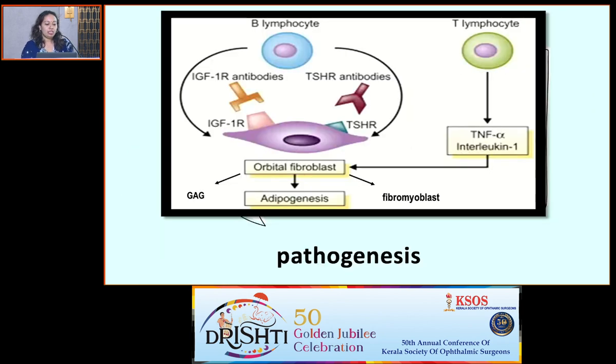And this is the pathogenesis. The orbital fibroblast is the effector cell where it has insulin growth factor receptors and thyroid stimulating hormone receptor, where the corresponding antibodies will come and attack, and there will be increased glycosaminoglycan production, adipogenesis, and fibromyoblast proliferation, which leads to all the symptoms and signs of thyroid eye disease.